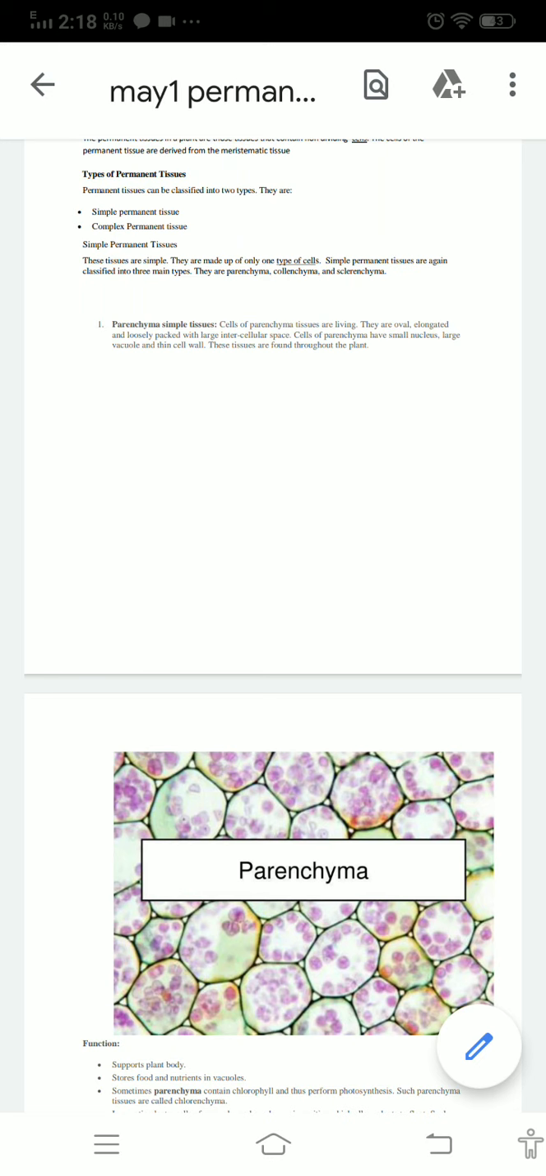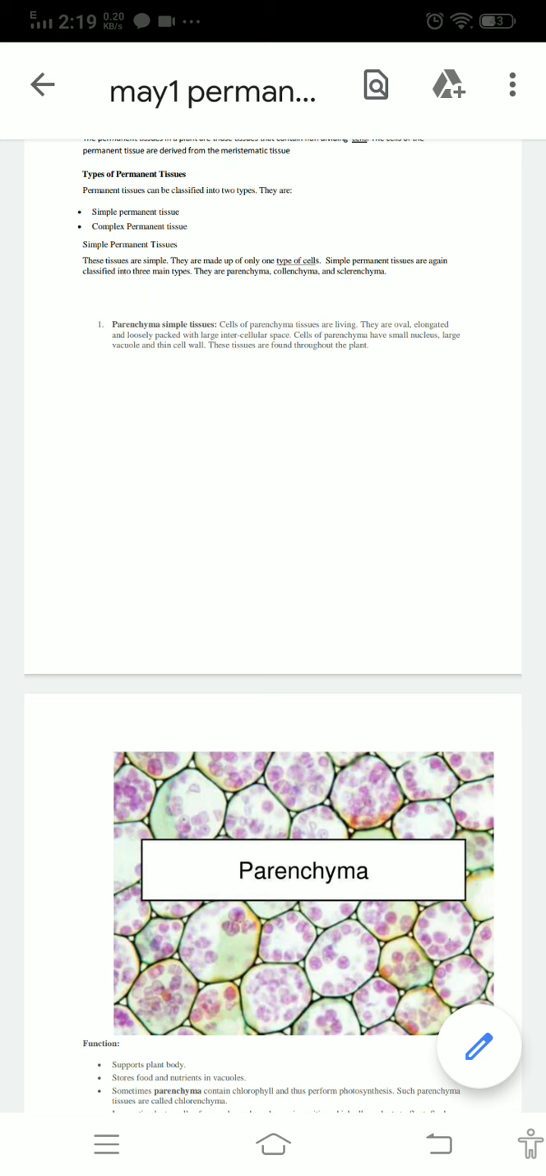Simple permanent tissues. These tissues are simple. They are made up of only one type of cells. Simple permanent tissues are again classified into three main types: parenchyma, collenchyma, and sclerenchyma. Parenchyma, simple tissue. The cells of parenchyma are living.